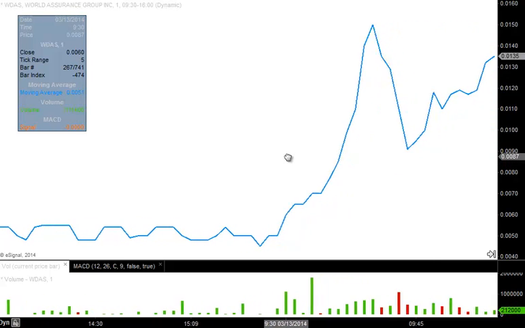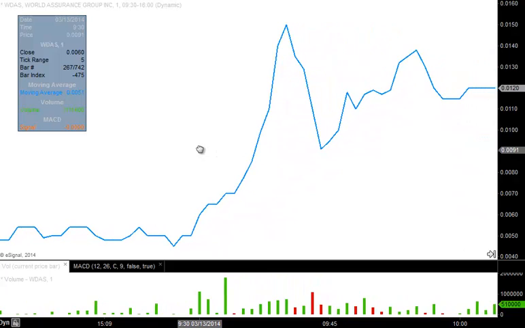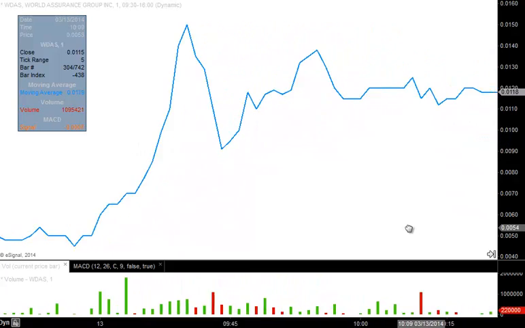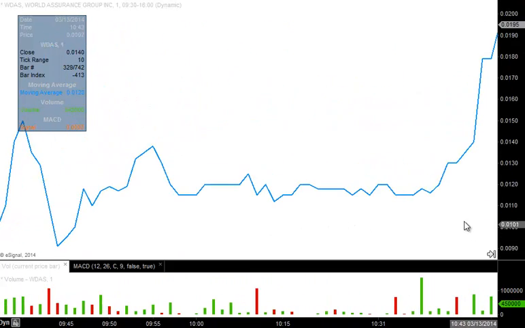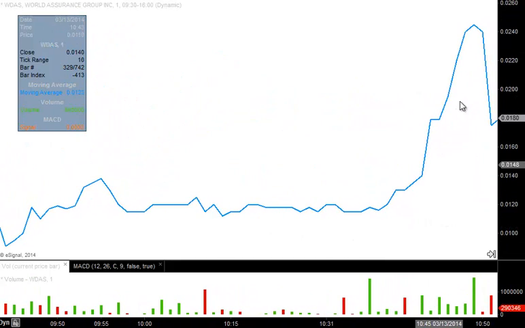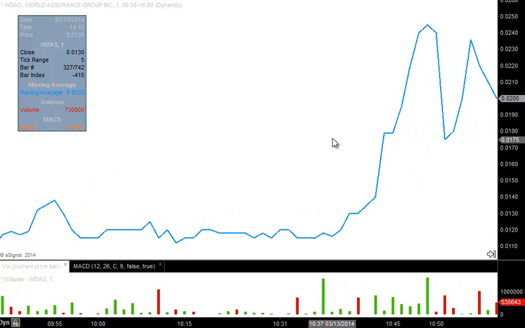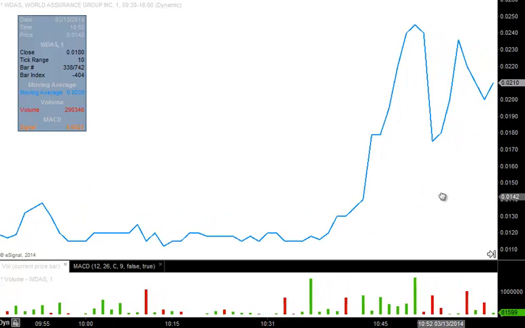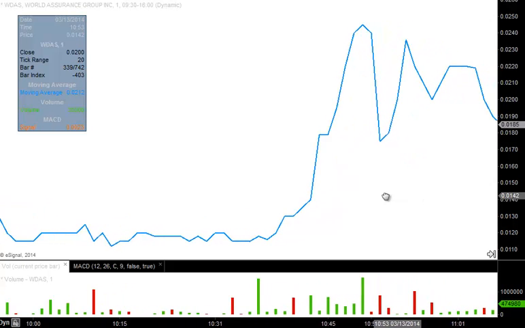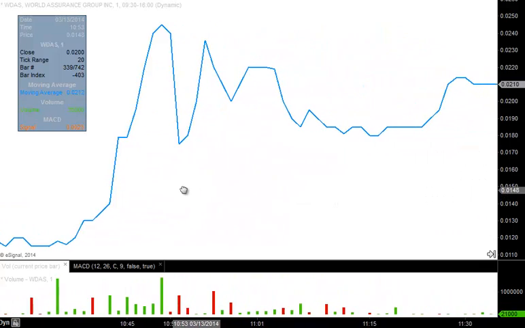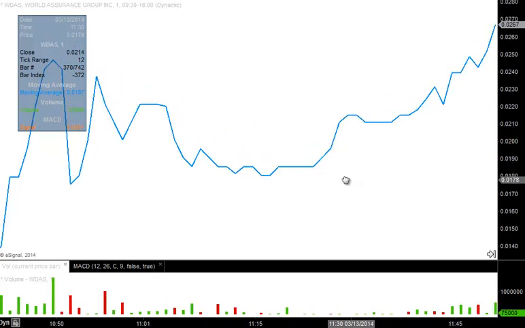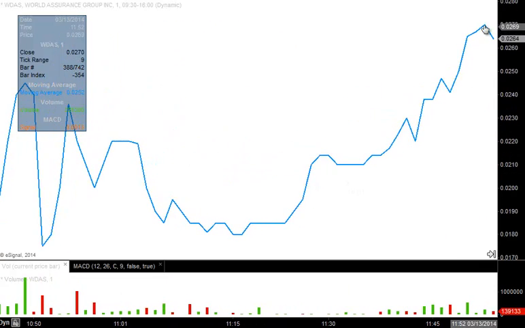Little pullback there. Doing some consolidating. And then there it goes on its second leg up and went up and hit as high as 0.025. Again, this is the 1 minute, so each one of these bars just represents 1 minute's worth of time. So although it looks like we've covered a far distance in time, this is still all the same exact day. So you can see it pulls back again and then heads up and hits 0.027.